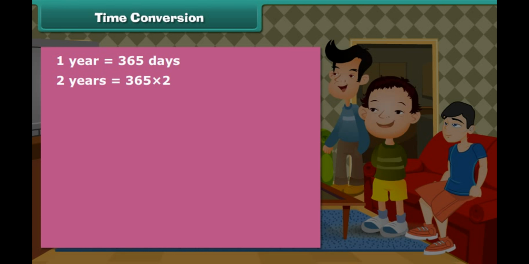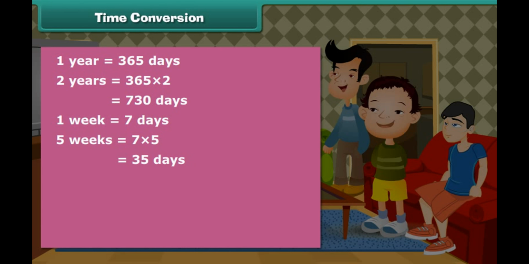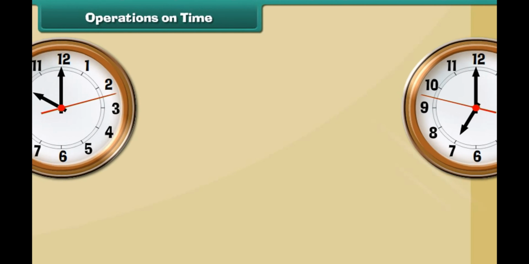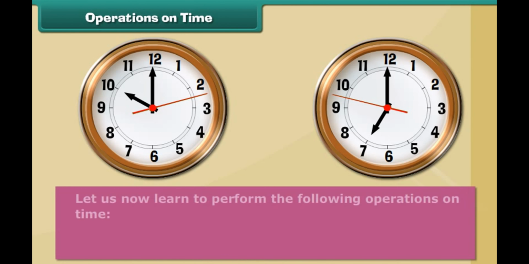2 years is equal to 365 into 2 is equal to 730 days. 1 week is equal to 7 days. 5 weeks is equal to 7 into 5 is equal to 35 days. 2 years and 5 weeks is equal to 730 plus 35 days. Let us now learn to perform the following operations on time.